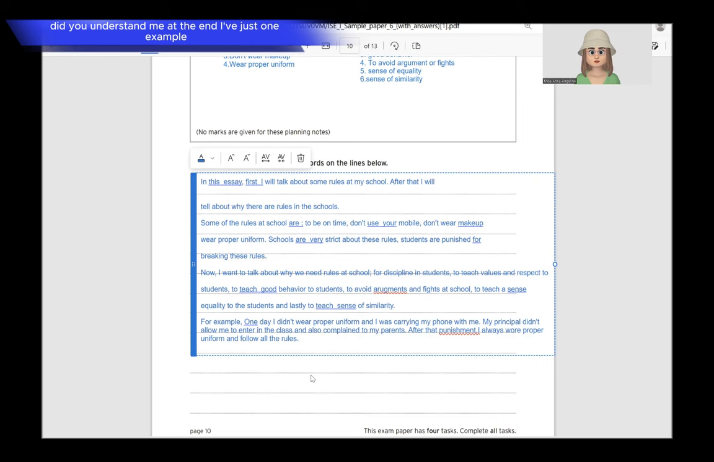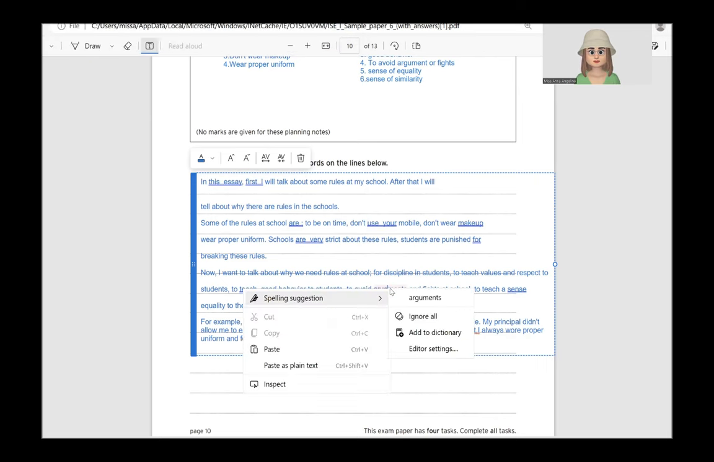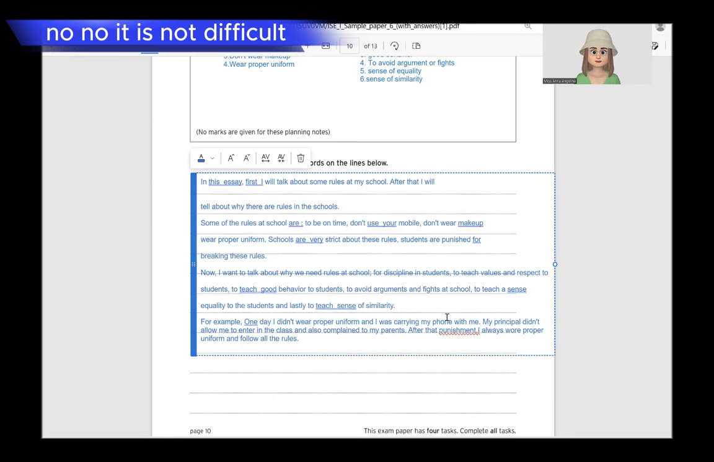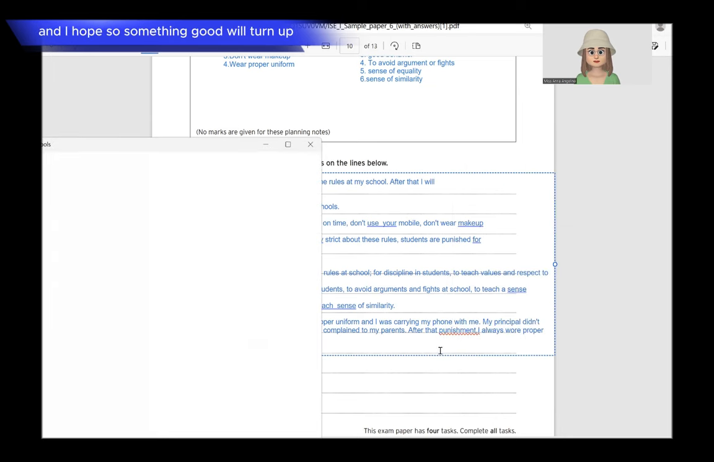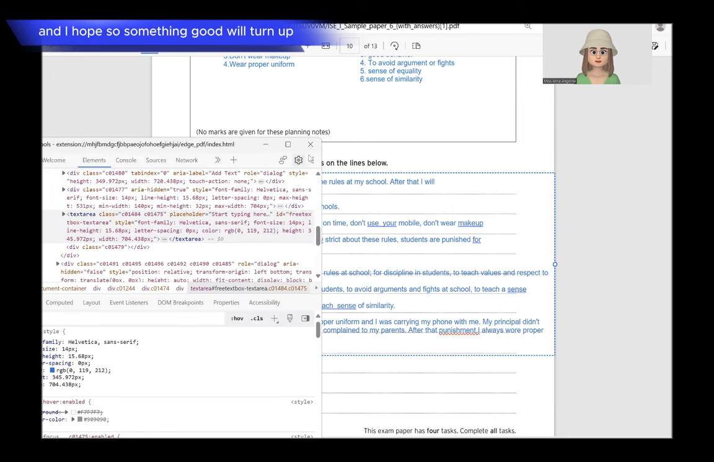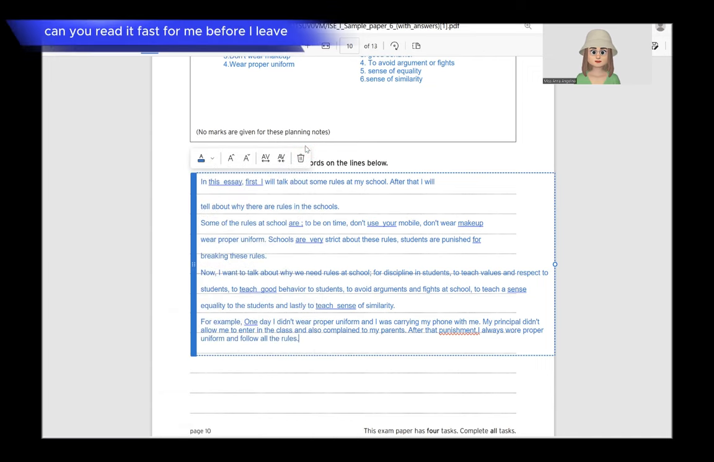At the end, I've just given one example. Is it difficult? No, Nidhi, it is not difficult. I would want you to pay more attention to it. And I hope something good will turn up. Can you read it once for me before I leave quickly, because my battery is dying?